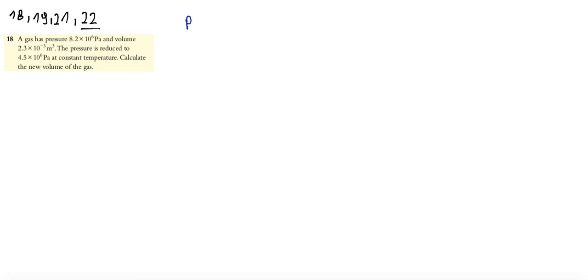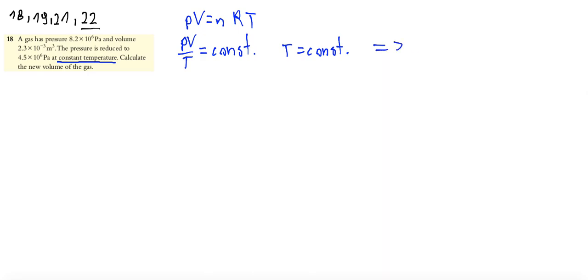So let's look. The base is Clapeyron's equation, PV equals nRT. But if the amount of gas is constant, you can write this in the form that PV over T is constant. So in this case, you have information that temperature is constant. So when temperature is constant, then it can be written as P times V is constant, so pressure times volume at one state must be equal to pressure times volume at the other state.